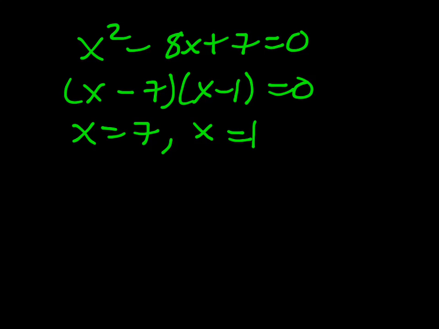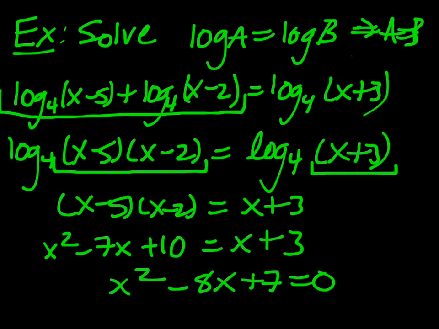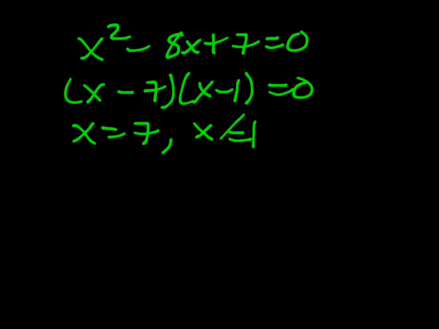Now what we actually need to be sure of is that we don't have any extraneous solutions. So we can go back to our original log equation and actually try them. If I try 1, I have 1 minus 5, that's going to be negative 4. So 1 is not going to work here because you cannot take the log of a negative number. So 1 is outside the domain, so it's extraneous.